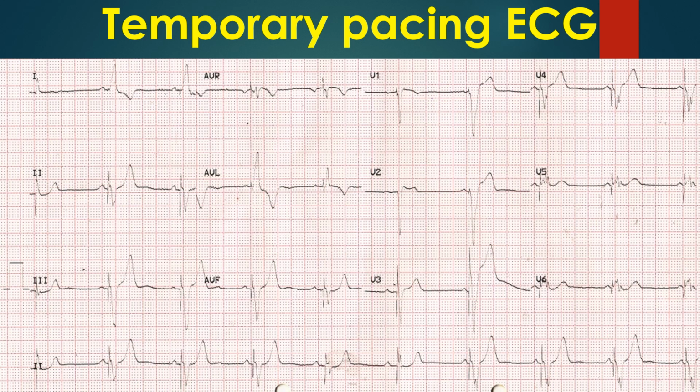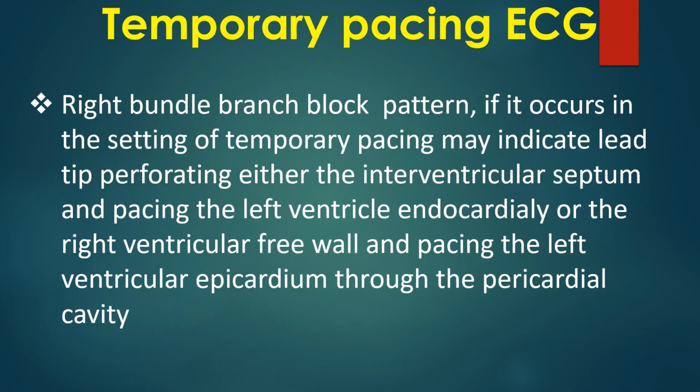If the lead tip slips and paces the right ventricular outflow region, it will give an LBBB pattern with inferior axis. Right bundle branch block pattern, if it occurs in the setting of temporary pacing, may indicate lead tip perforating either the interventricular septum and pacing the left ventricle endocardially, or the right ventricular free wall and pacing the left ventricular epicardium through the pericardial cavity.